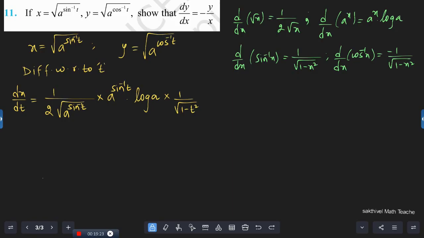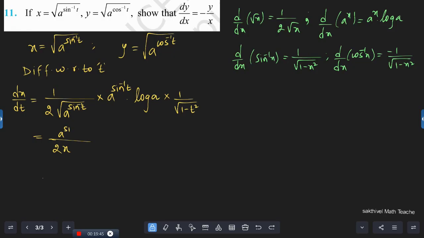Do you understand? Now simplify. Is anything possible to cancel now? You can do it, or else leave it as 1 divided by 2 into the square root of a power sin inverse t, which is x. So I will write 2x. Now the numerator, don't write 1. What can we write in the numerator? 1 into what is that?